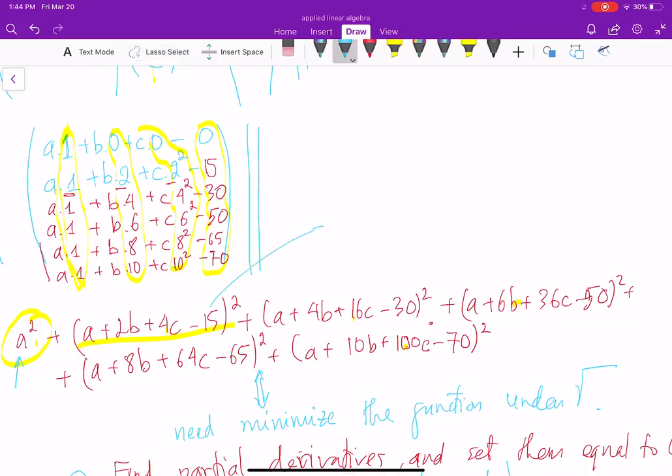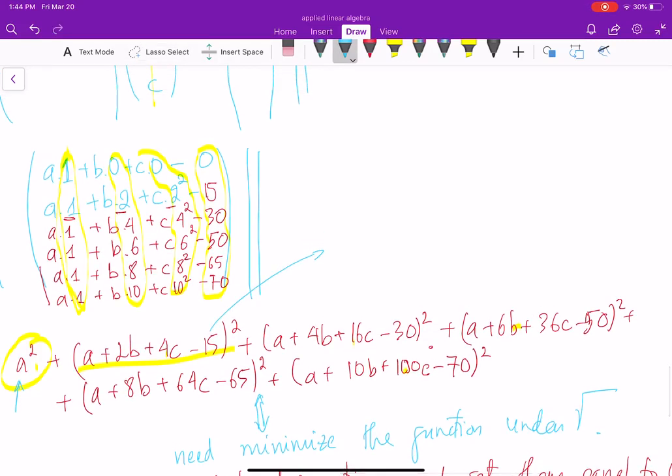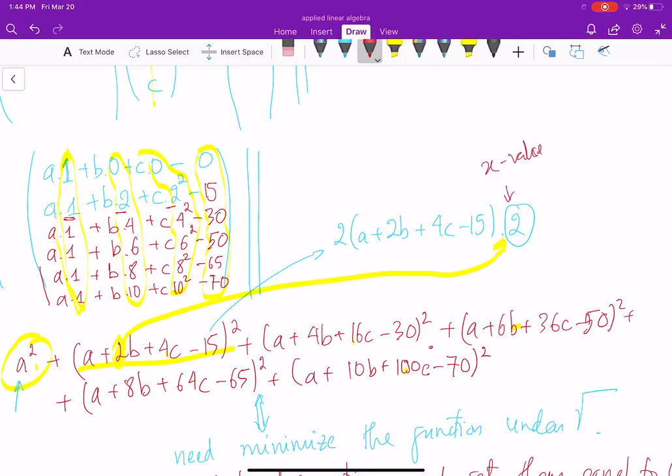So I want to find the derivative of this with respect to b. I will have 2, and then a plus 2b plus 4c minus 15, times 2. Well, we have 2 right here because we differentiate the inside and get 2, and this 2 will go here. So basically, you have 2 times 2. This is the x coordinate. Don't forget that, the x value for the first term.